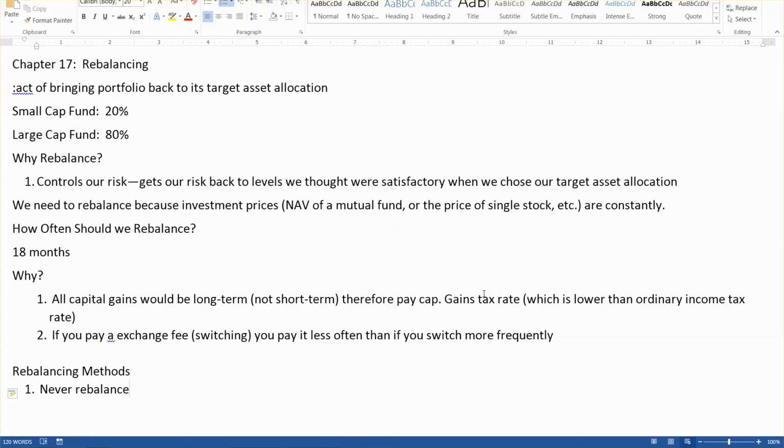the weight of small caps in your portfolio could zoom up to a huge amount. And then if they have a horrible crash the next year, your portfolio could suffer far, far more because you didn't rebalance. I just don't want that to happen to me. So that's why I rebalance every year.